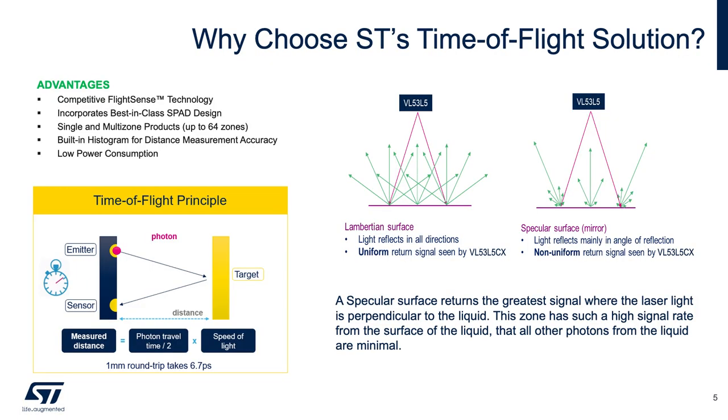Now, let's get into the technology of time of flight. The basic principle of our time of flight is that we're shooting photons and we're measuring the time it takes for those photons to hit a target and bounce back. And since we know the speed of light, with a very simple formula, we can determine the distance of an object.